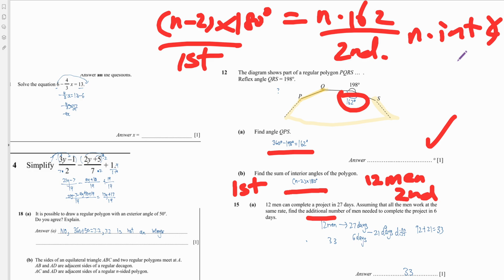Okay. What's the n? 20. Okay, good. Then how to find the sum of the interior angles? You can use the first formula, or you can use 20 times the 162. Make sense?